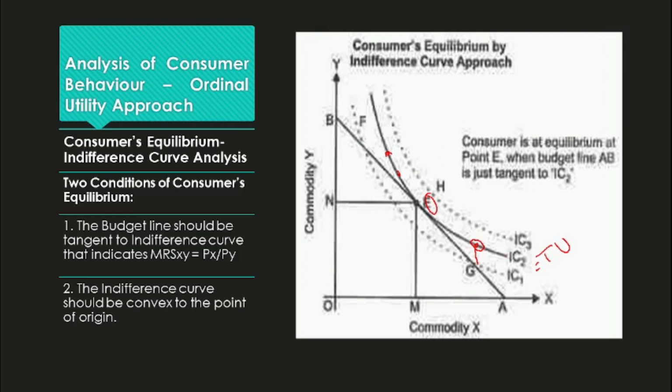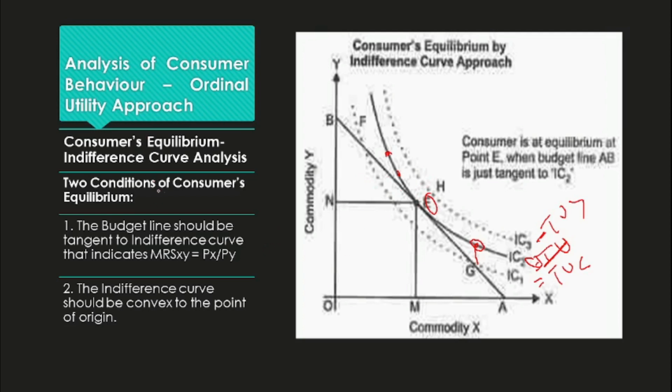Now, you may be confused why we have another IC curve, because we can have a higher level of satisfaction at higher IC curves. We can have various different IC curves. This IC curve will give total utility lesser than the total utility of IC curve 2, and the total utility of IC curve 3 will be greater than that of IC curve 2. That is another matter. Of course, the consumer wants to maximize total utility, but a practical thing is that you cannot exceed your purchasing combination beyond your income. So the budget line plays the most important role in deciding the equilibrium.